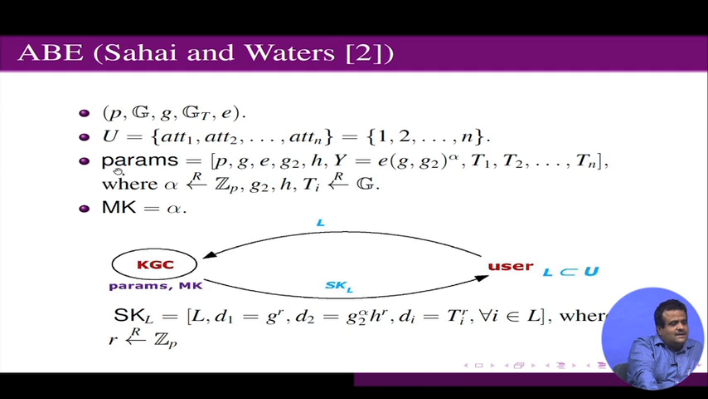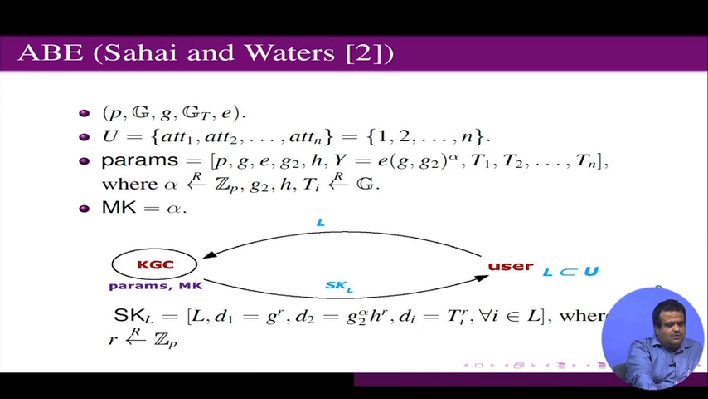And these are the public parameters: p, G, e, G2, then H is a hash function we use, and Y is basically e(G, G2) to the power alpha, and T1, T2, ..., Tn, where the Ti are randomly chosen from G. So, they are elements from G which are randomly chosen, and alpha is randomly chosen from Zp, which will be the master key. So, this is the master key.